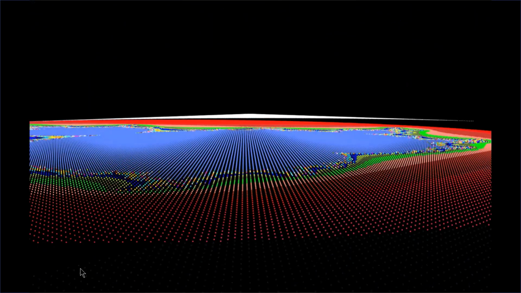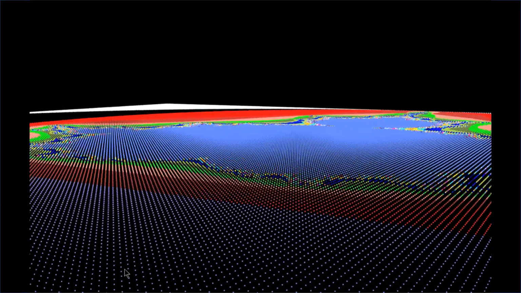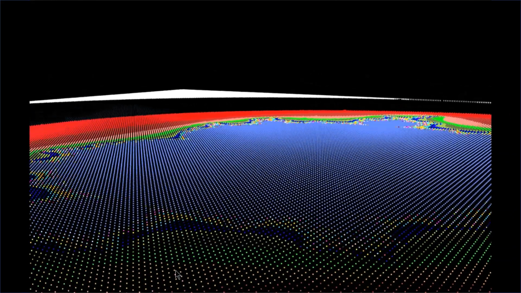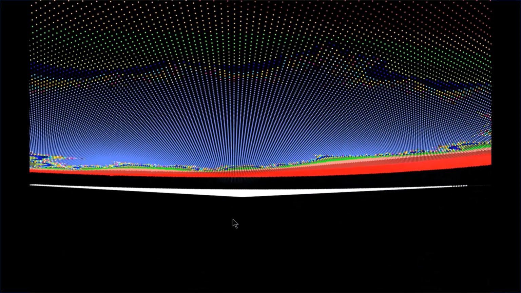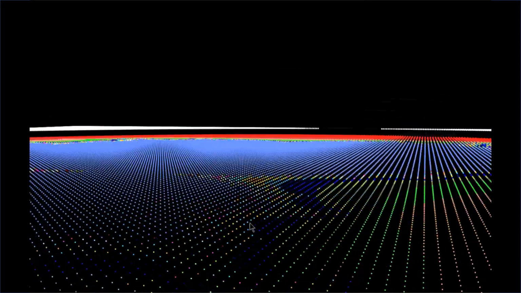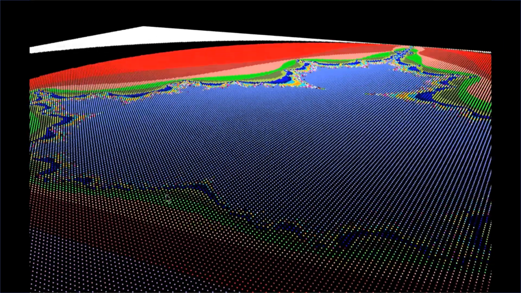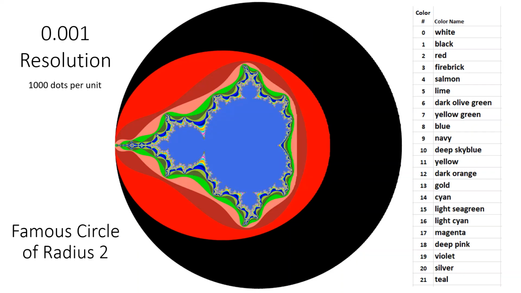Keep in mind, where we're going with this is that we have a circle of radius 2 that is made up of dots that are colored, and we can make them as accurate as we wish by changing the resolution. Radius 2.